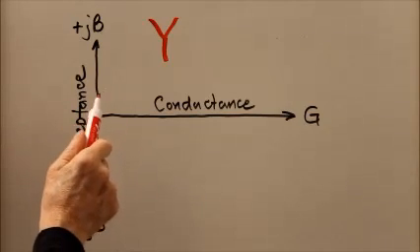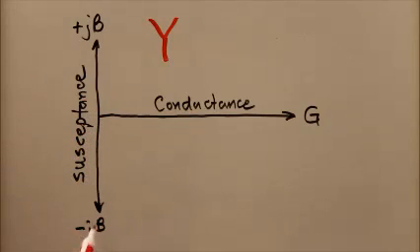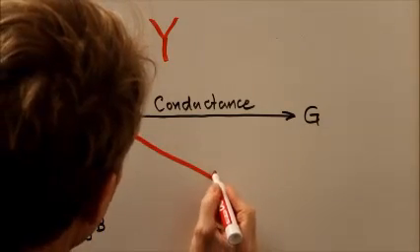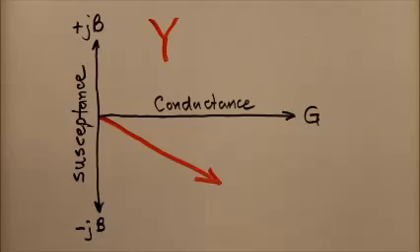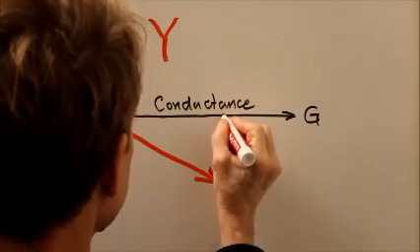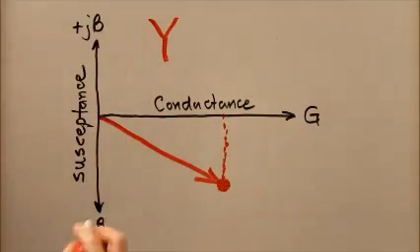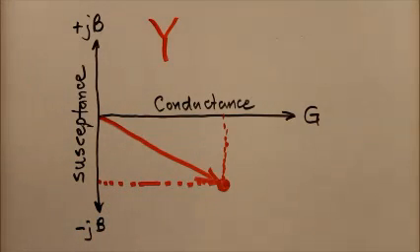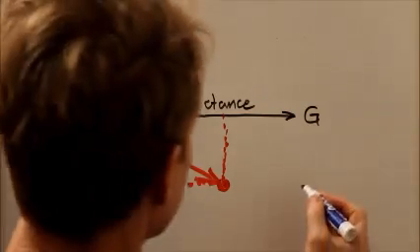Now remember that in the case of susceptance, negative imaginary susceptance is inductive, and positive imaginary susceptance is capacitive. So, if we have a vector that points down and to the right, that corresponds to a point that gives us some conductance and some negative imaginary susceptance. Negative imaginary susceptance is inductive. So the correct choice here is B.